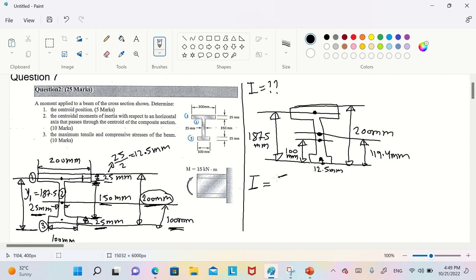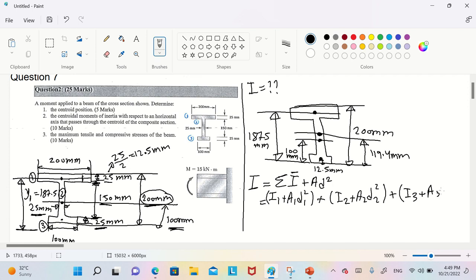Okay. Now there is a rule to find the moment of inertia. I equals I bar plus area multiplied by the distance squared. So it means that I1 plus A1 times D1 squared, plus I2 plus A2 multiplied by D2 squared, plus I3 plus A3 times D3 squared.